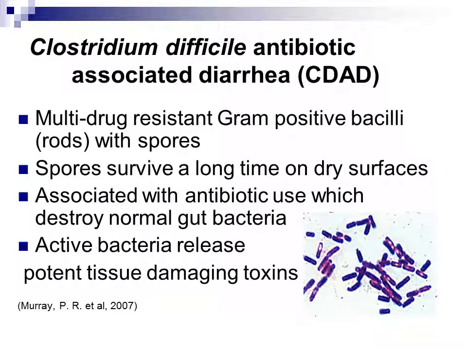C. difficile is a gram-positive bacilli, meaning that it is rod-shaped. It has the ability to produce spores, which can survive long periods of time on dry surfaces. It is important to note that alcohol-based hand rubs are ineffective in killing C. difficile spores. This organism is normally resistant to most antibiotics and therefore can thrive in the human gut during prolonged treatment with these drugs. Absence of normal bacteria in the colon allows C. difficile to release potent tissue-damaging toxins.